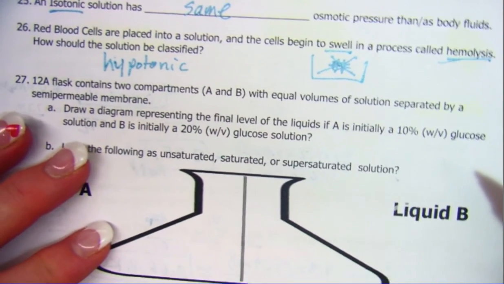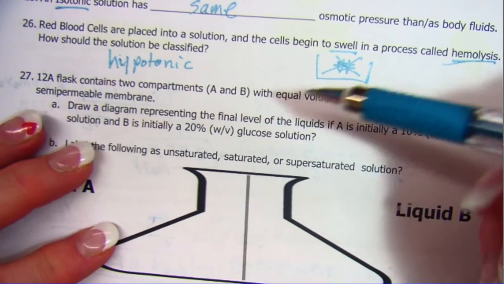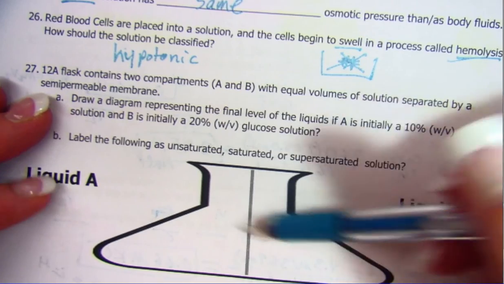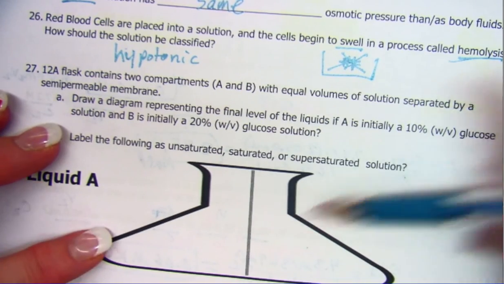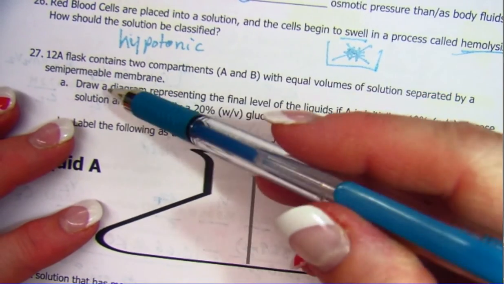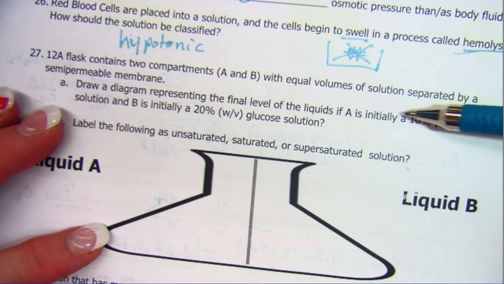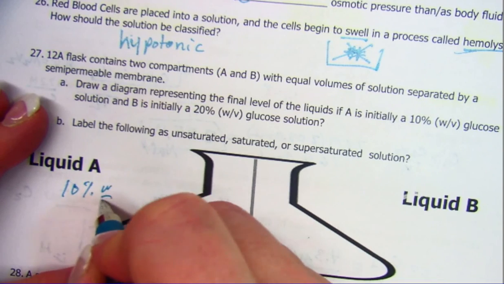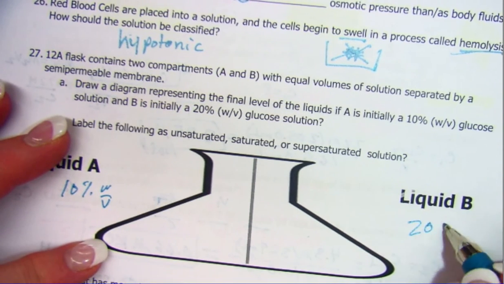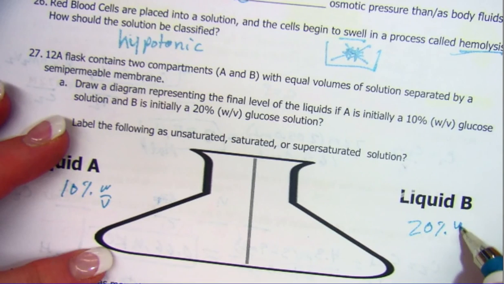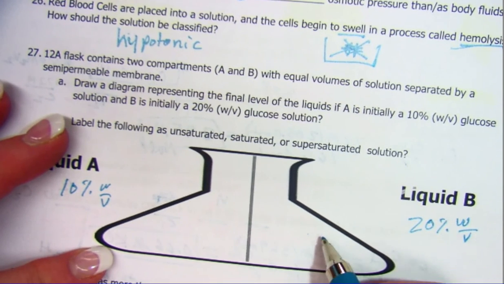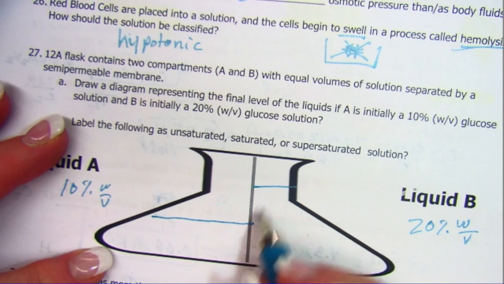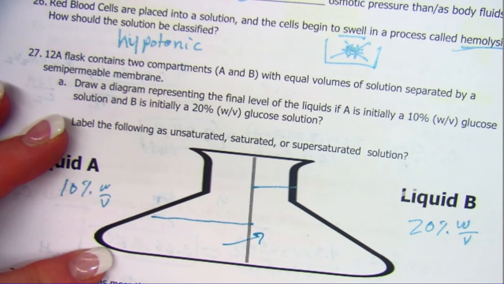Okay. All right. 12A, a flask contains two compartments, A and B, with equal volumes separated by a semi-permeable envelope. Draw a diagram that represents the final volume if A was originally 10% weight by volume glucose, and this was 20% weight to volume glucose. So this side was more concentrated than this side, so this side is going to be higher because water is going to diffuse through.